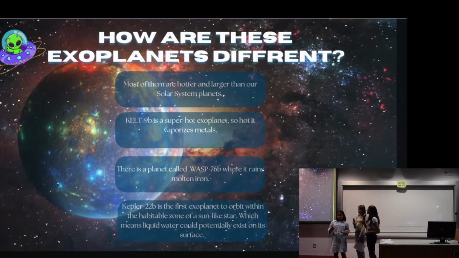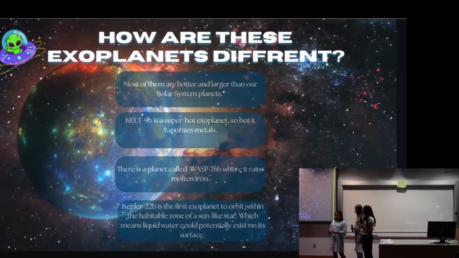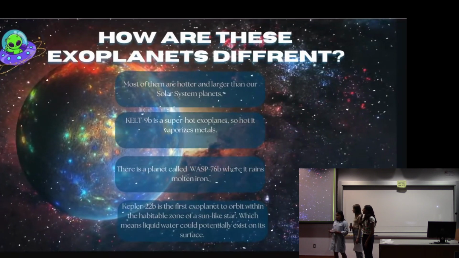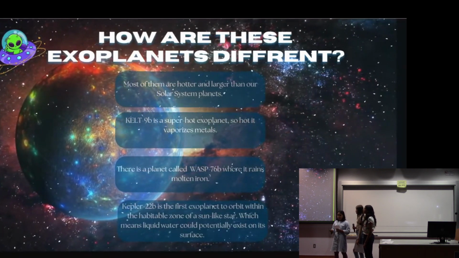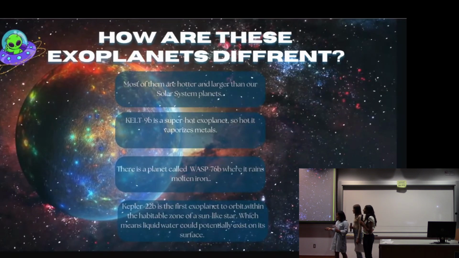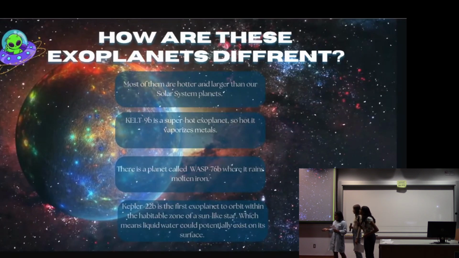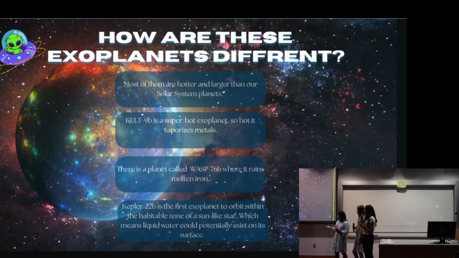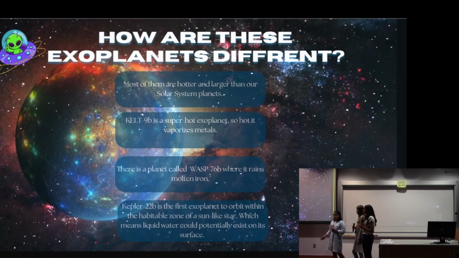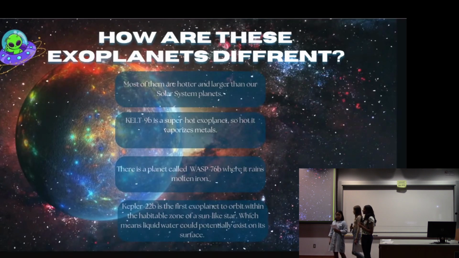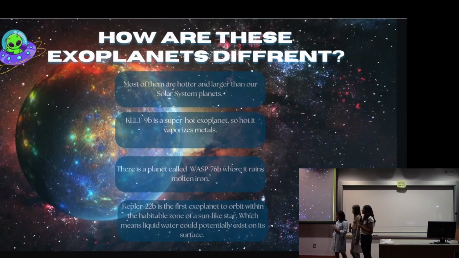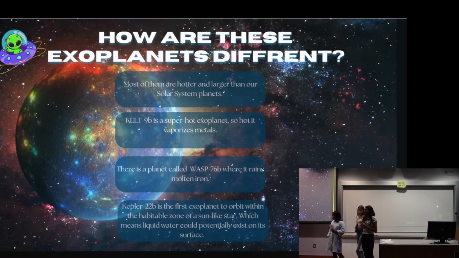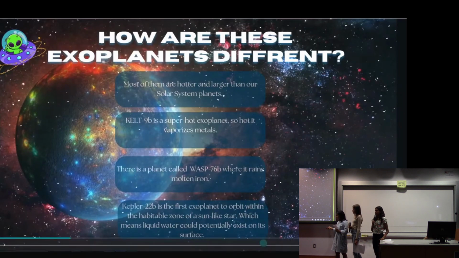How are these exoplanets different? Most of them are hotter and larger than our solar system planets. KELT-9b is a super hot exoplanet, so hot it vaporizes metal. There's a planet called WASP-76b where it rains molten iron. Kepler-22b is the first exoplanet to orbit within the habitable zone of a Sun-like star, which means that liquid water could potentially exist on the surface.